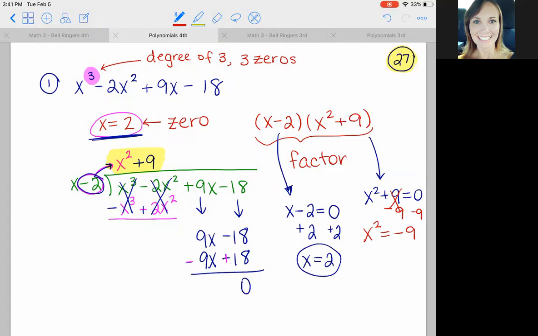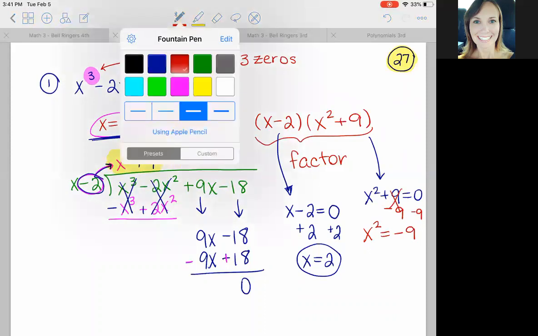Positive 3 times positive 3 is a positive 9. There's no way to get a negative number from squaring it. So it's a little bit confusing, and this is where imaginary numbers come in. It's like we have this imaginary number that would give us negative 9.